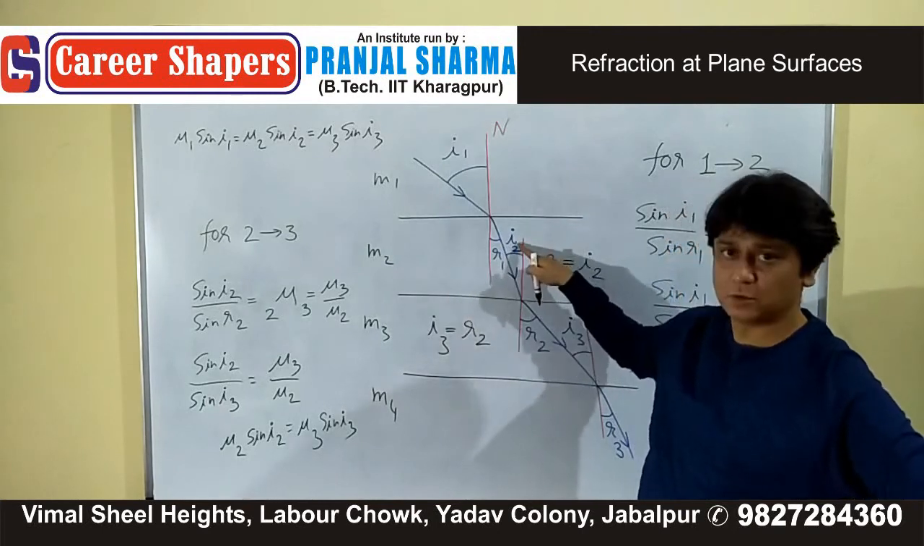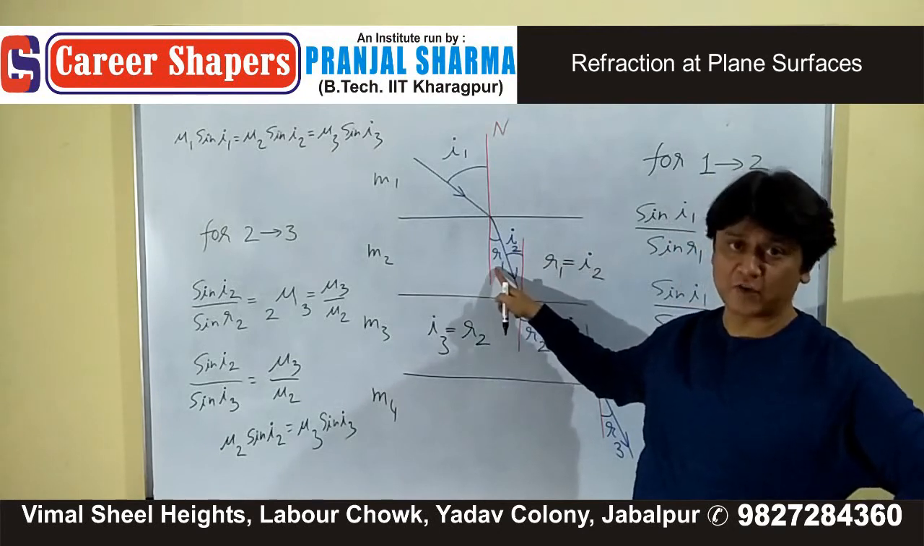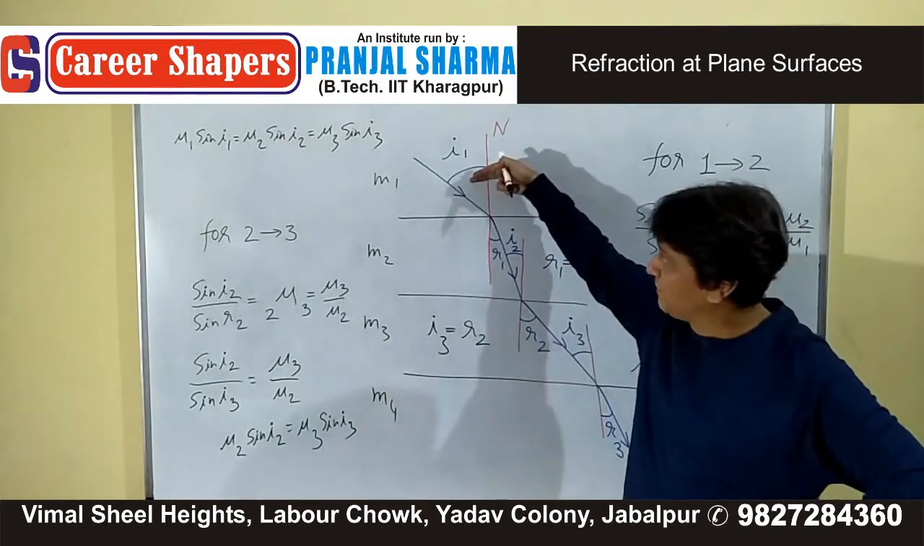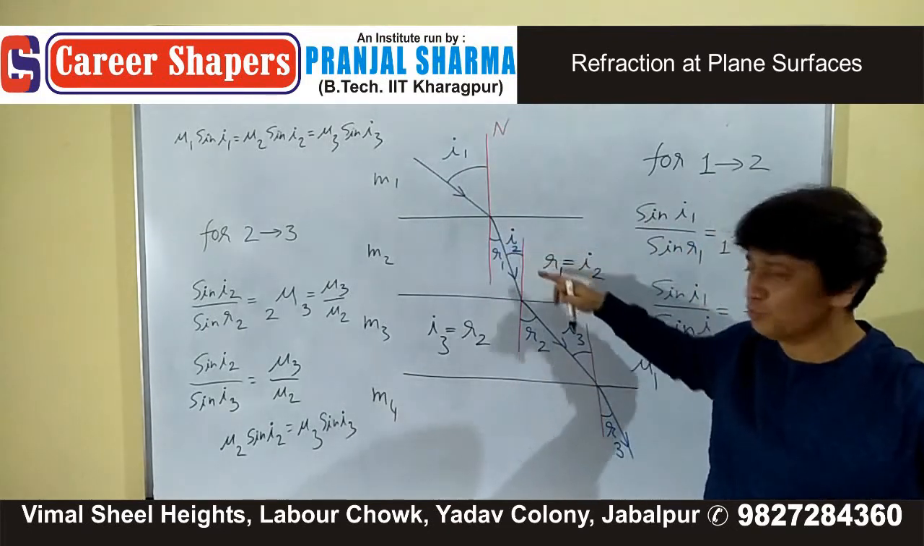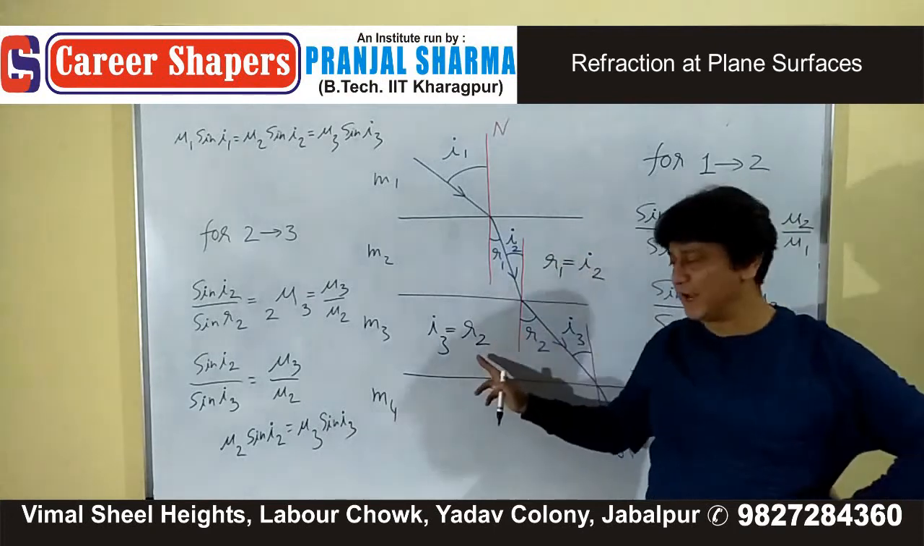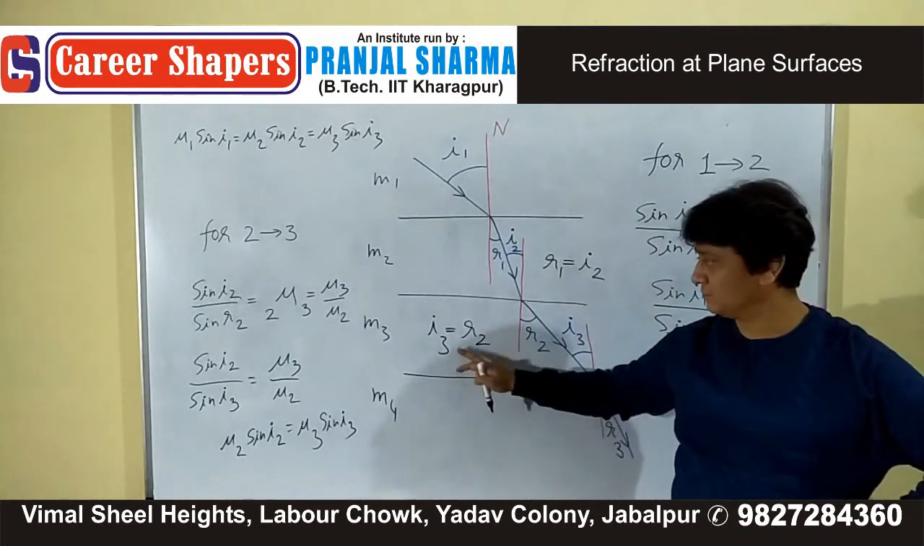I2. This is I2, angle of incidence. This is also I2, which is angle of refraction. Angle of refraction for 1 to 2. Angle of incidence for 2 to 3. When light is in medium 3, we'll use I3.